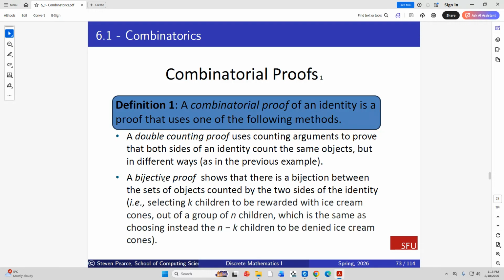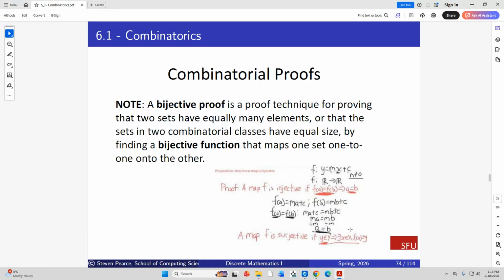Here, a bijective proof simply means that, say, you're selecting k children to be rewarded with ice cream out of a group of n, or it's the same as choosing n minus k children that are denied the ice cream. You can see how that works. That's a bijection. Bi means two paths. So a bijective proof is a proof technique for proving that two sets have equally many members, or that the sets in two combinatorial classes have equal size by finding a bijective function.